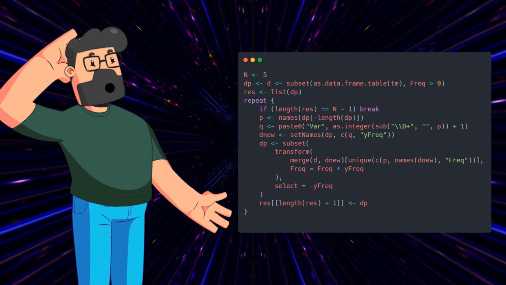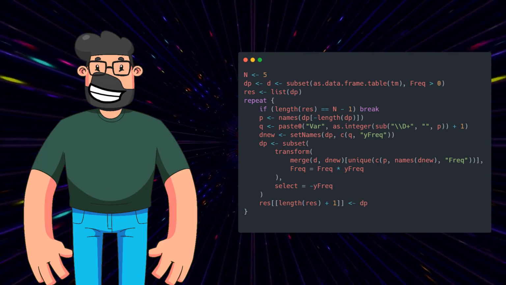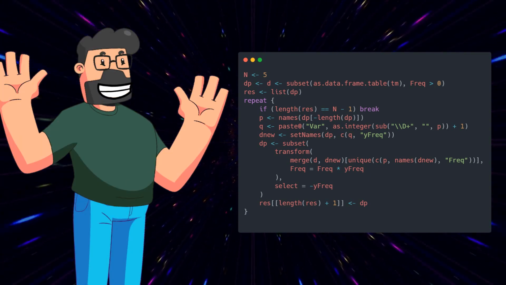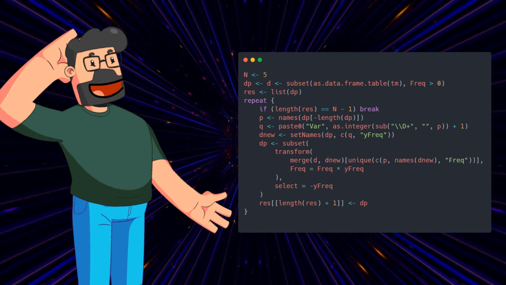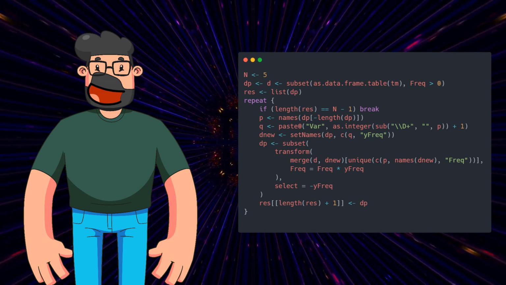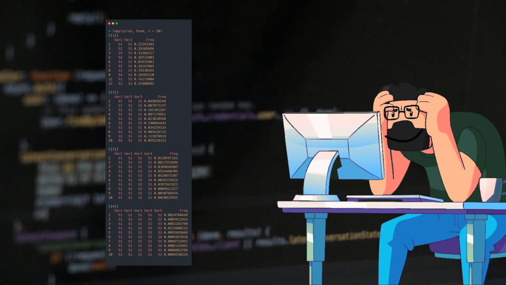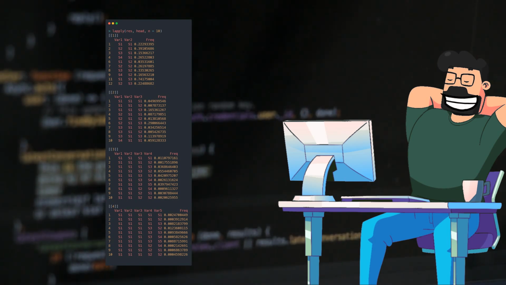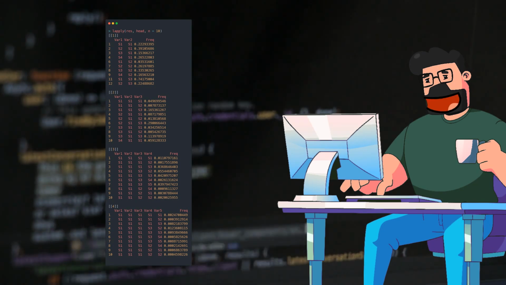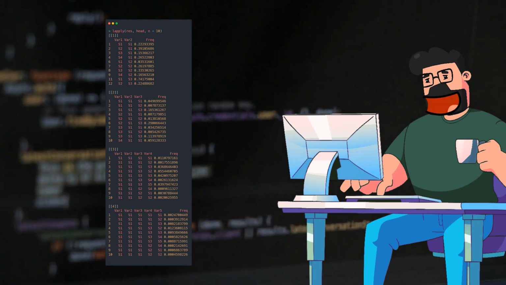But wait, there's more to this solution. We take the concept further by iteratively expanding on the sequences. By merging and updating the table with new state transitions, we can explore the evolving probabilities as the sequences grow longer. It's like watching a puzzle come together piece by piece. And finally, wrapping it all up, we have a comprehensive overview of the sequences and probabilities at each stage of the iteration. It's like peeling back the layers of a complex problem to reveal its inner workings.